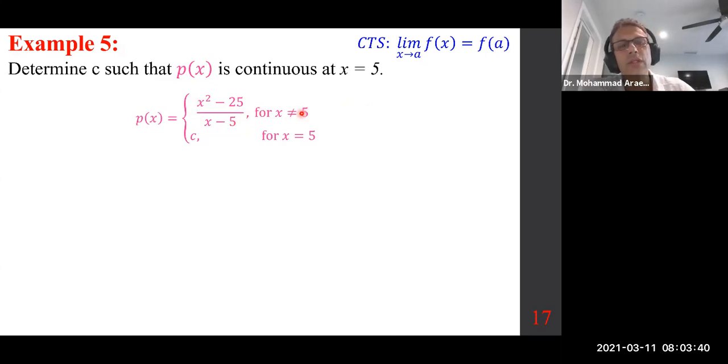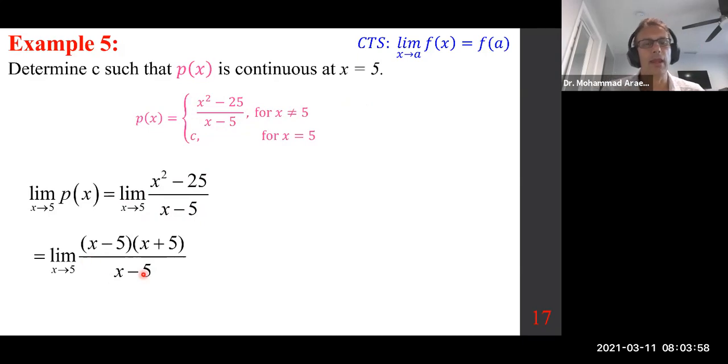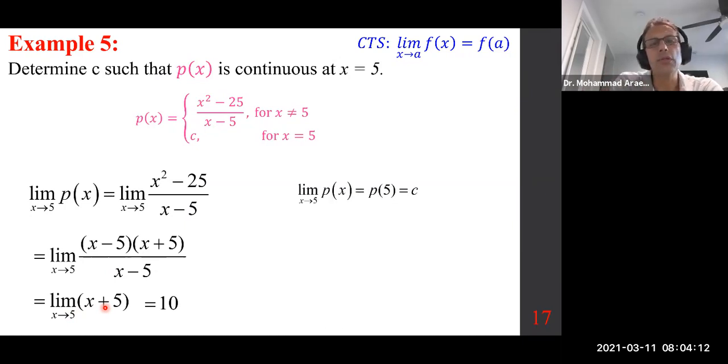Therefore, we have to figure out what happens at 5. In order to make it continuous, the limit and the functional value must be the same. First and foremost, to take this limit, we do the factoring. We drop the common factor of x minus 5, and you're left with x plus 5. The limit of x plus 5 as x approaches 5 is 10 when we plug in. We also know that p of 5 is equal to c. Continuity takes place if the limit is equal to the functional value, and this function is continuous everywhere except at x equals 5. To make it so, at x equals 5, the limit is 10 and the functional value is c. Set them equal, and we are done.